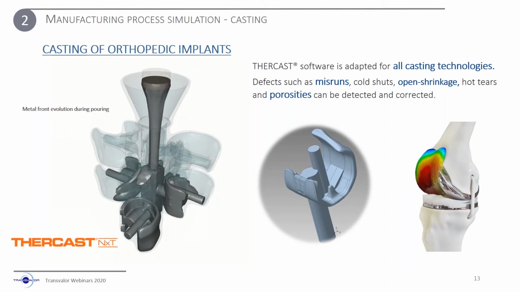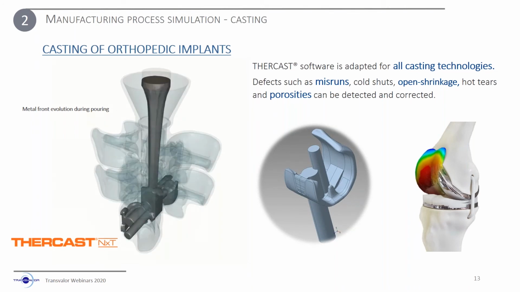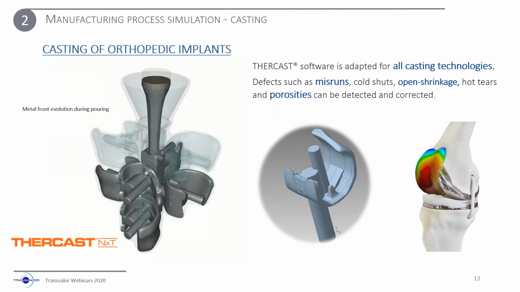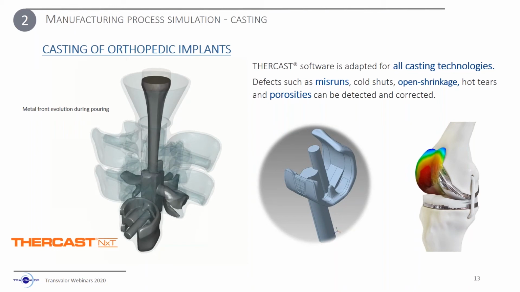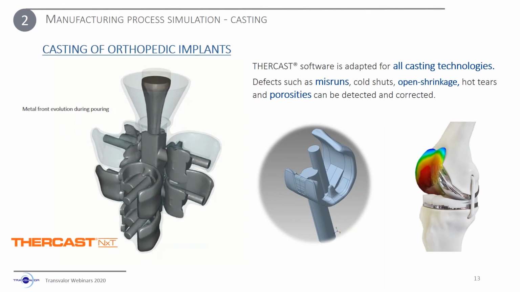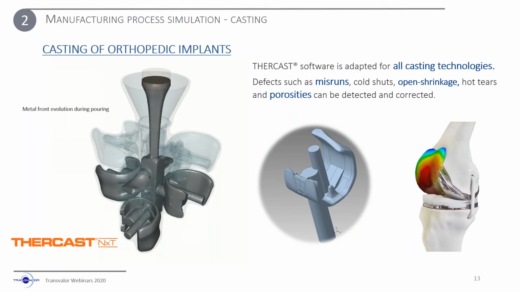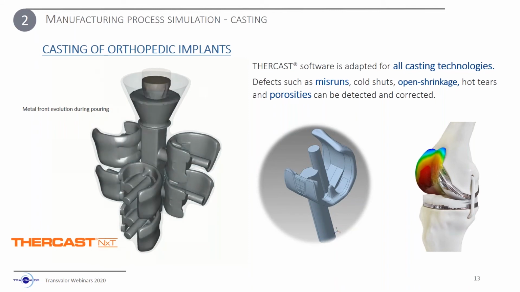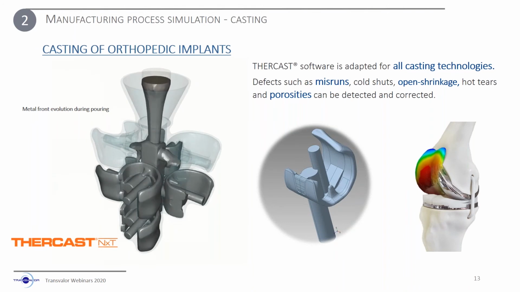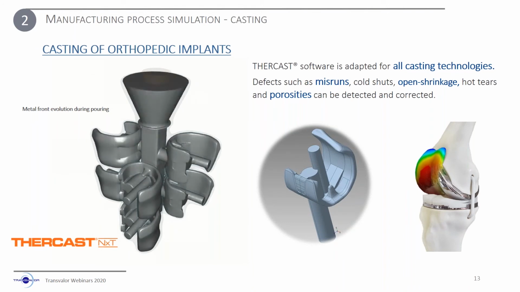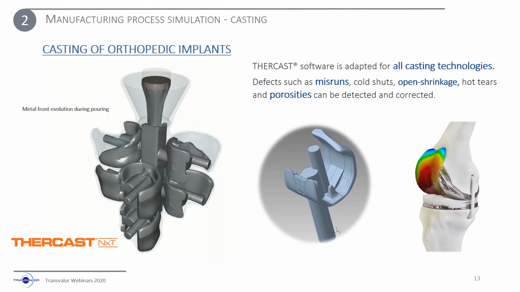With the software, the casting designer can visualize and understand the metal flow during the pouring phase. This is what you can see on the animation. This is an example of top pouring of different parts for knee implant. It can also anticipate most common defects like misruns, shrinkage, or porosity that can occur during solidification.